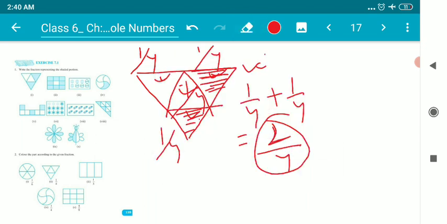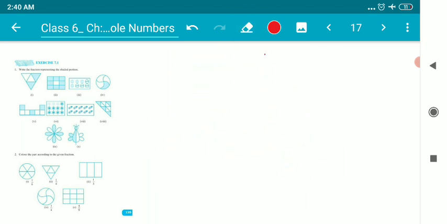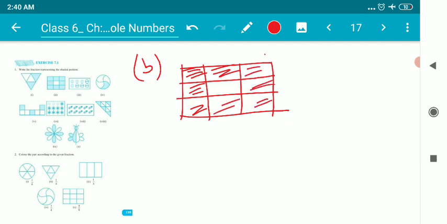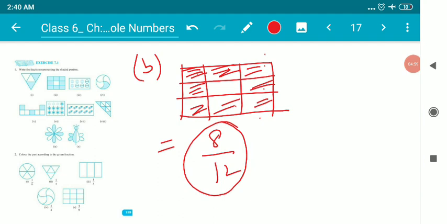Now let's talk about the second one. Part B: we have one rectangle made of some small rectangles. All these pieces are shaded. So what is the fraction of it? 1, 2, 3, 4, 5, 6, 7, 8. Out of 12 parts, 8 parts are shaded. So the fraction is 8 by 12. I believe it's clear to everyone.